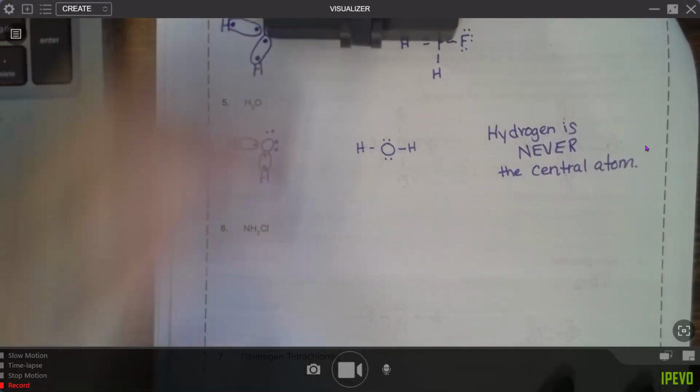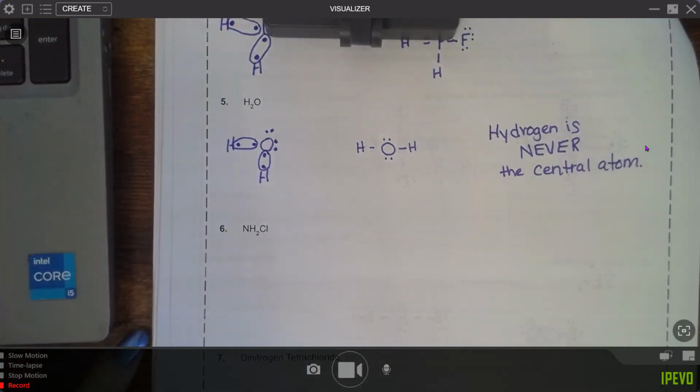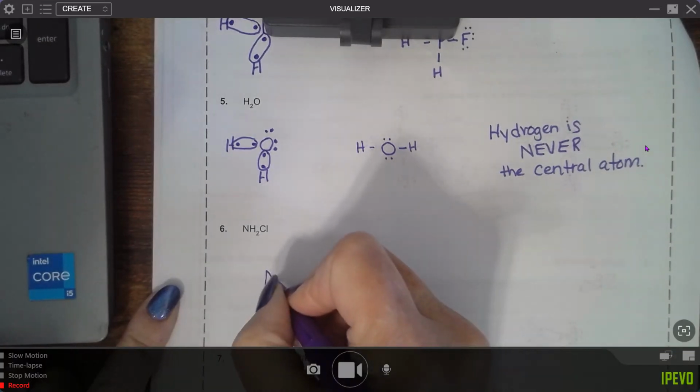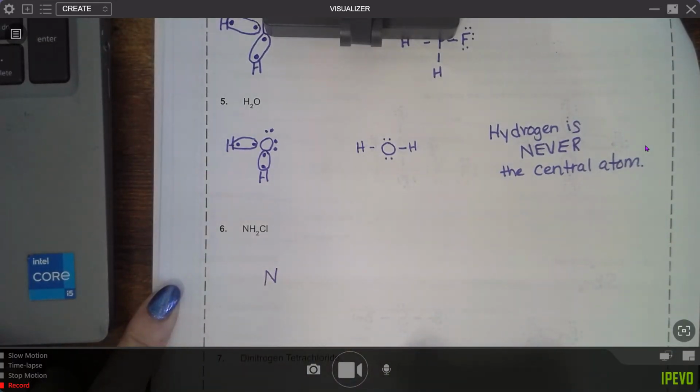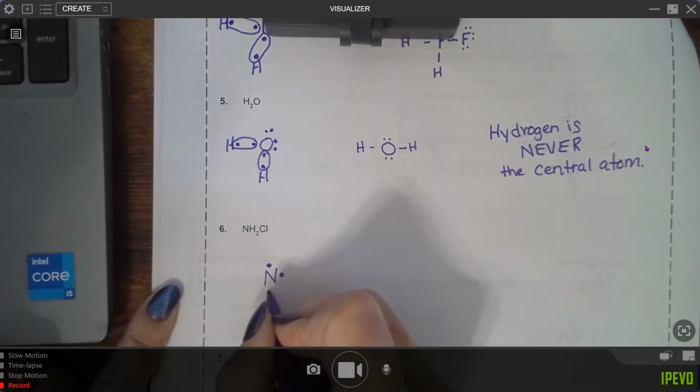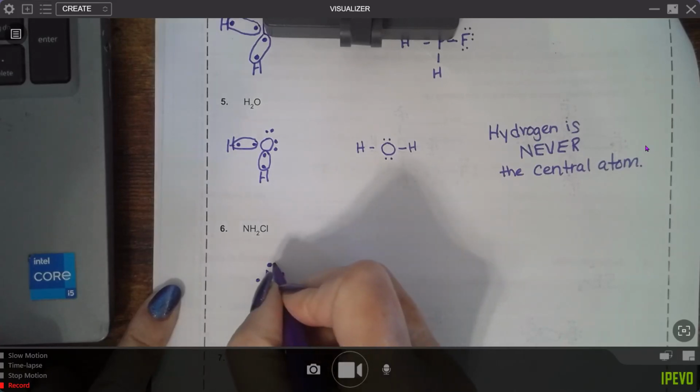All right, let's see. NH2Cl. So, nitrogen. My screen froze. There we go. Okay, NH2Cl. So we're going to start with nitrogen as our central atom. Nitrogen's in group 15, so it has 5 valence electrons. 1, 2, 3, 4, 5.